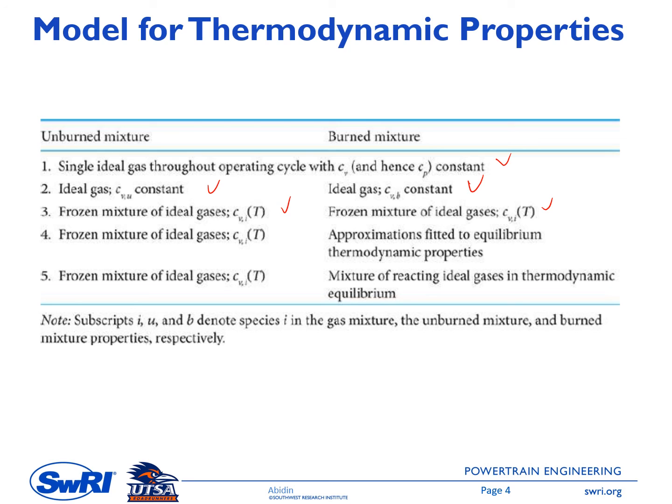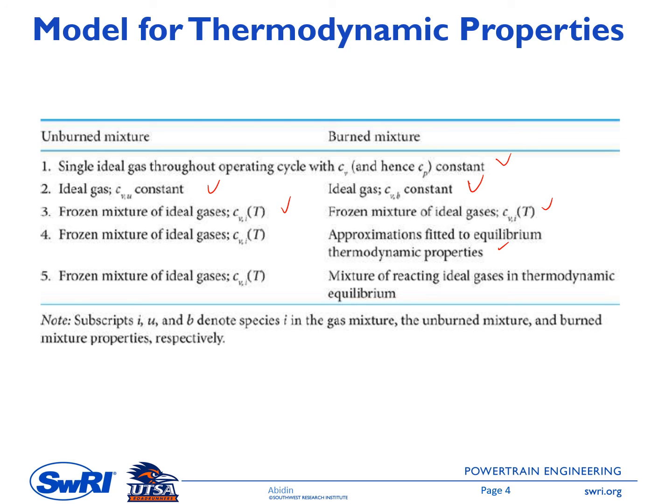Okay, and then the fourth category here, it assumes the same thing for the unburned mixture. It assumes a frozen mixture of ideal gas, and Cv changes with time. And then in the burned gas, we approximate the thermodynamic properties as the mixture under equilibrium condition. Once we get the equilibrium composition, we can get the thermodynamic properties.